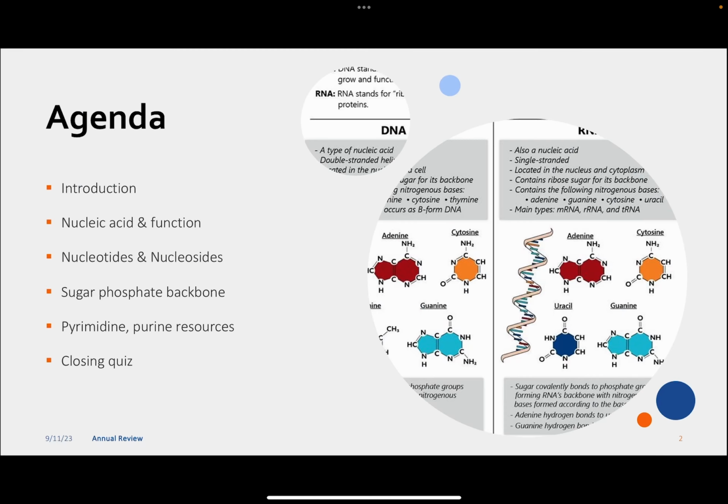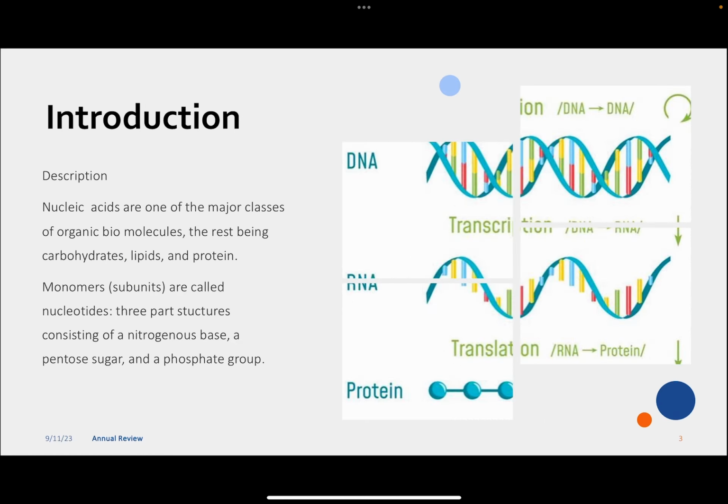The agenda for today is nucleic acid function, nucleotides and nucleosides, sugar phosphate backbone, pyrimidine, purine, resources, and the closing quiz. So nucleic acid is one of the major classes of organic biomolecules, the rest being carbohydrates, lipid, and protein.